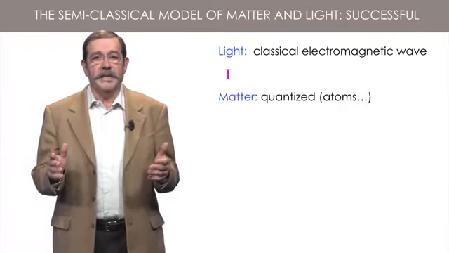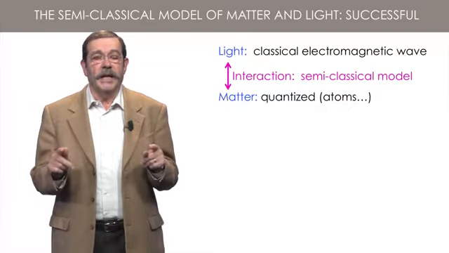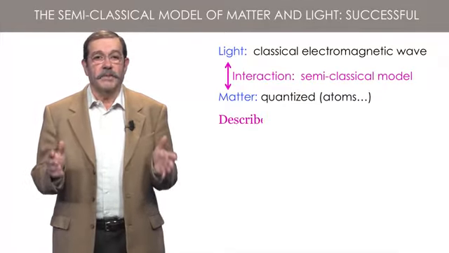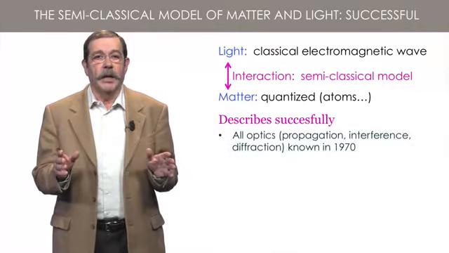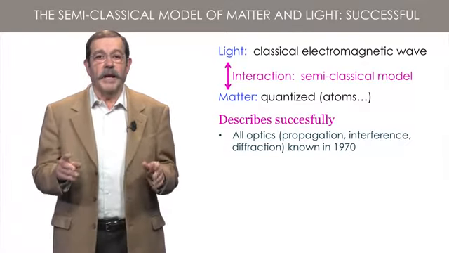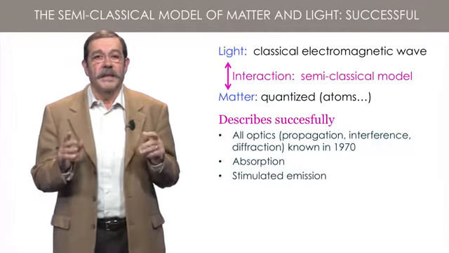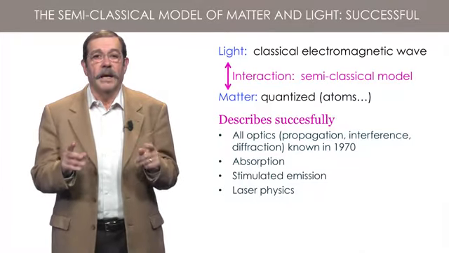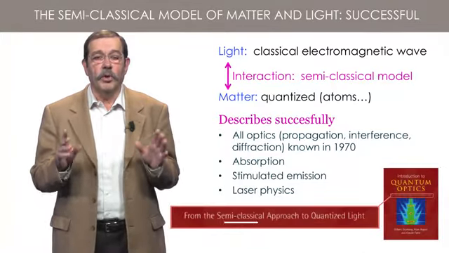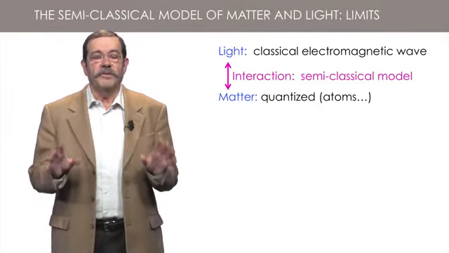Completed with a Hamiltonian describing the interaction between classical radiation and quantized matter, you get the semi-classical model of optics. This model describes successfully most optics phenomena, such as free propagation, interference, diffraction. It also describes successfully absorption and stimulated emission of light by matter. This is enough to understand laser physics, as shown in the first part of our book on quantum optics. But it is not the end of the story.